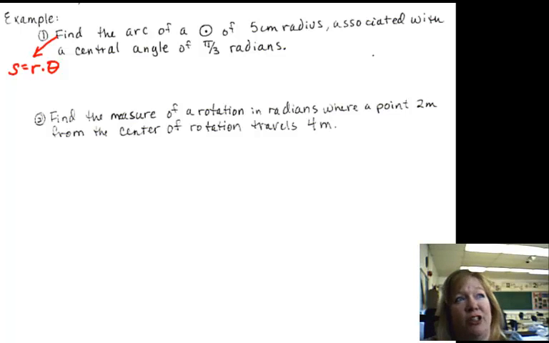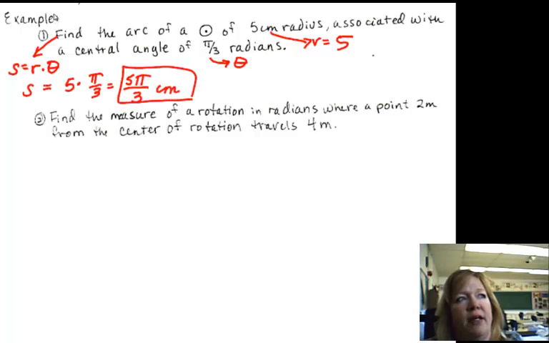I hate S. S is the worst variable ever invented. Anyhow, so we know 5 centimeters radius, we're going to let r equal 5, and our central angle is pi over 3. It's in radians, so we don't need to do anything to it. So we just plug and chug. 5 times pi over 3 gives us 5 pi over 3 centimeters. The angle measures kind of hocus-pocus cancel out, so you just end up with a linear measure, centimeters. That's the length of an arc length.